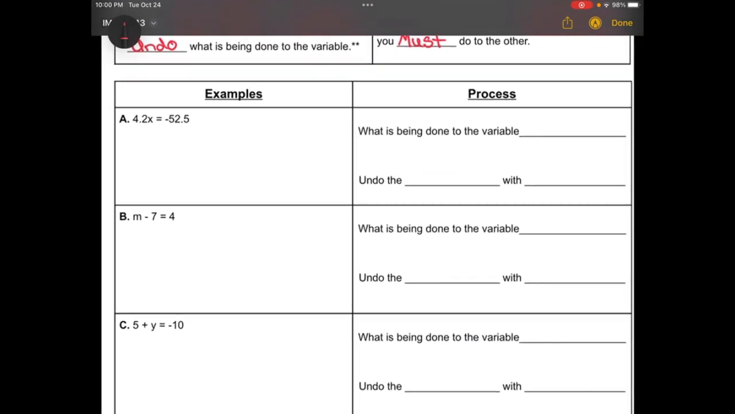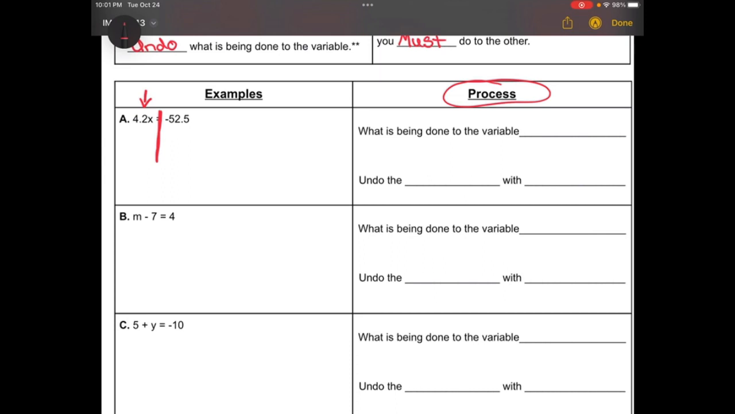So the first example I have is 4.2x equals negative 52.5. And if you forgot, the coefficient is the number being multiplied to the variable. On the right side, we have our process. Ask yourself this question: what is being done to the variable? And I like to put a little line down the middle, to separate the left side of the equal sign from the right side of the equal sign.